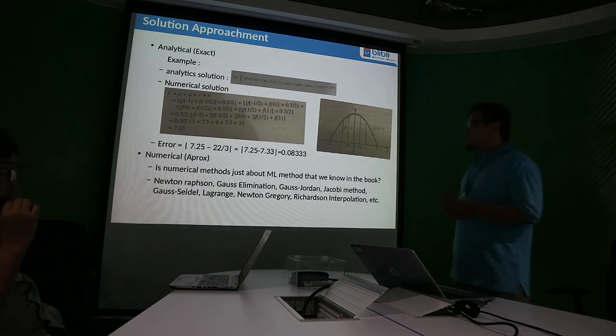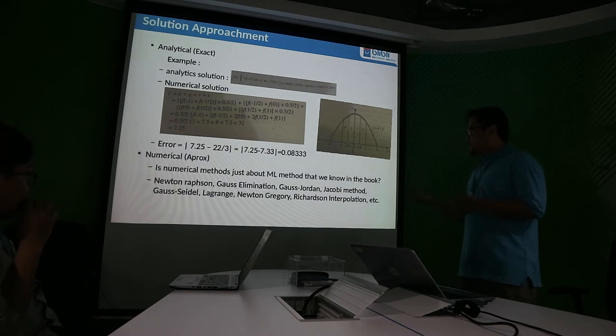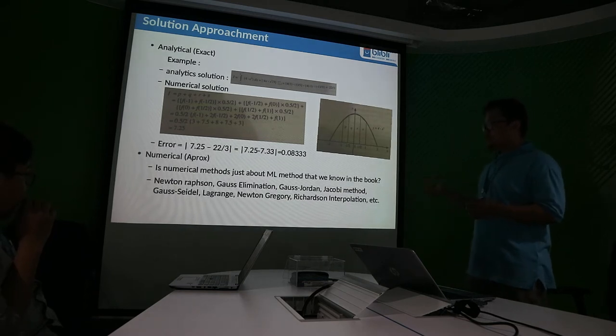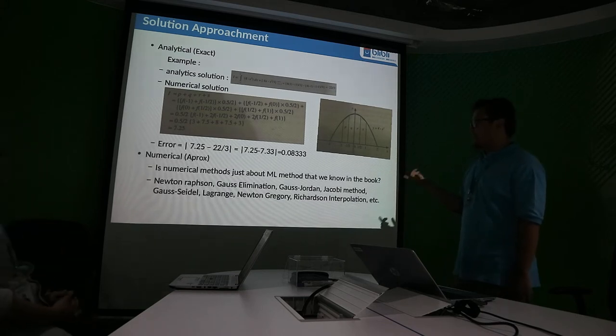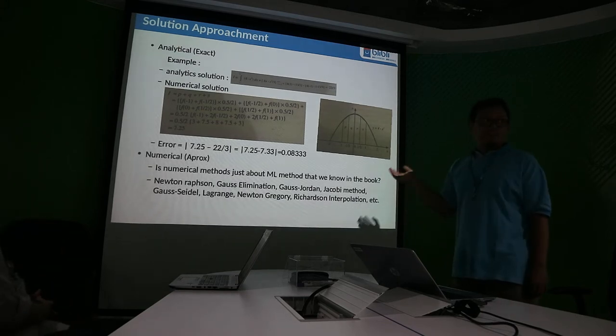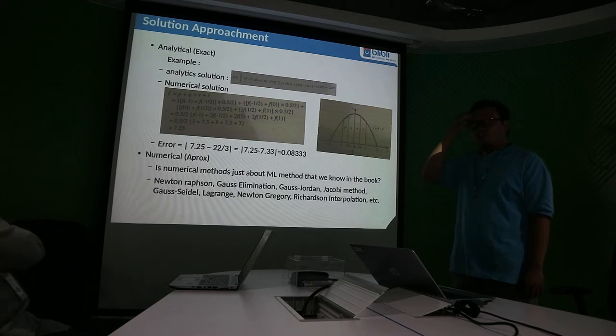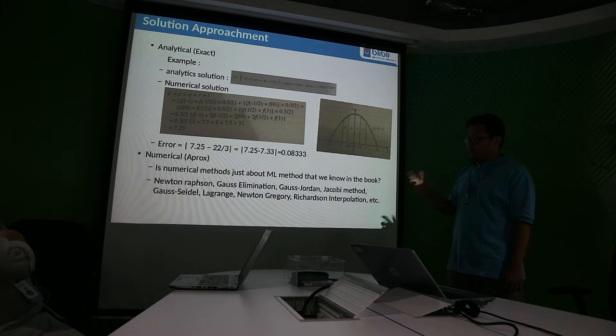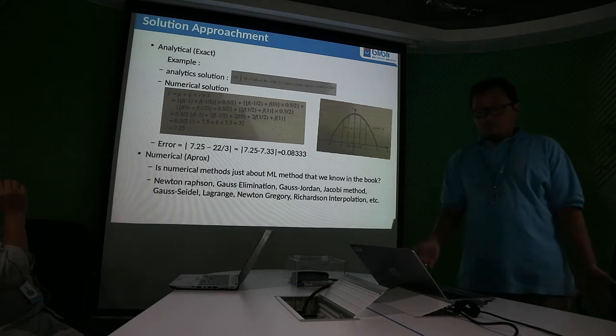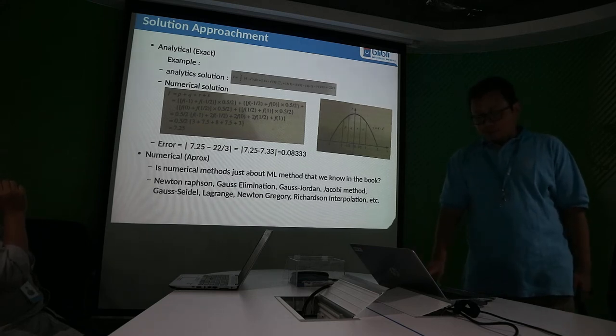And are numerical methods just about the machine learning methods that we know in the book? No, there are several methods: Newton-Raphson, Gaussian elimination, and etc. There are a lot of methods that can be used to create a model from any case. So basically, there are a lot of methods that we can use in machine learning.